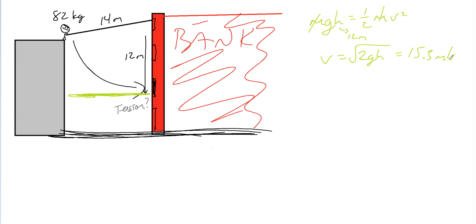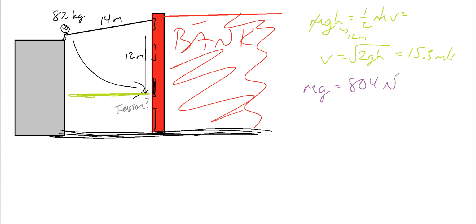Now, there's a couple forces going on. I'm going to start with just his weight, because, of course, the force of gravity is important. Even if he was just hanging there, there'd be tension on the rope. So if I just do mg for him, it's about 804 newtons. If he was just hanging there, not doing anything, there'd be 804 newtons of tension on the rope. But he's not just hanging there, he's actually swinging down the rope.